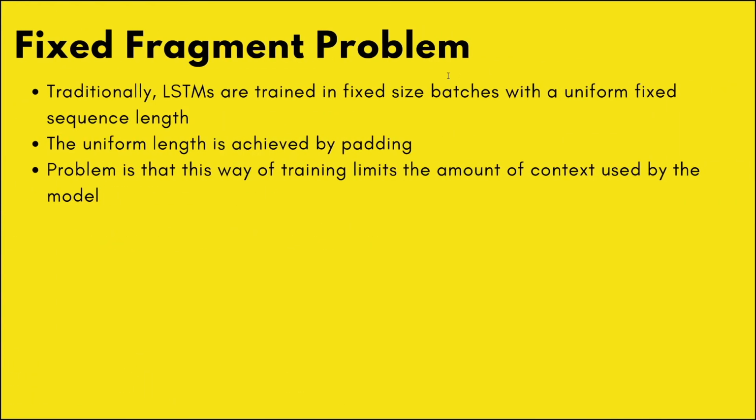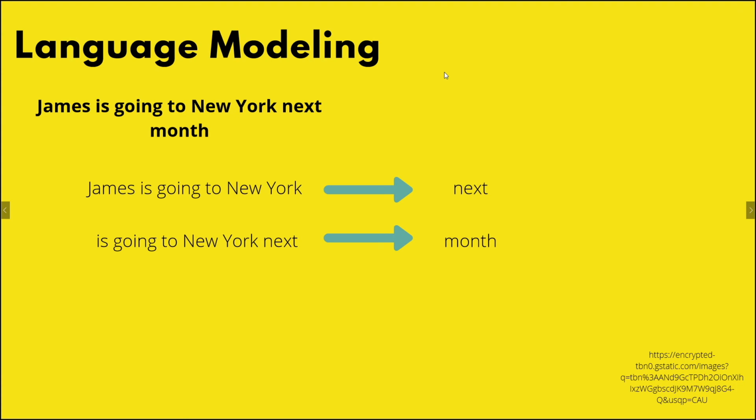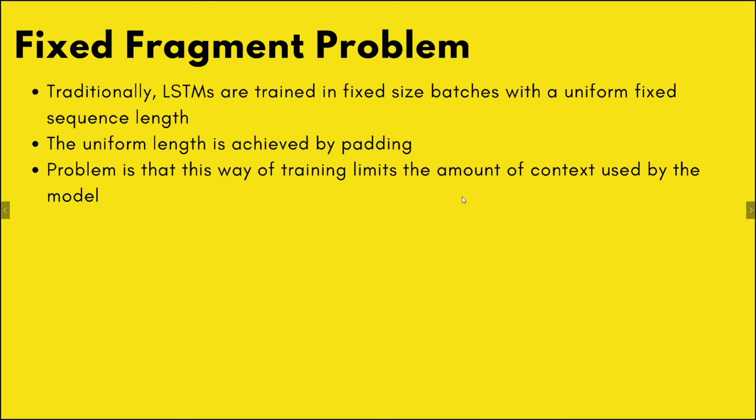Now here comes the fixed fragment problem. Traditionally, these models need a fixed size input, right? So let's say you have a batch of 32 sequences. All these sequences should have equal length, right? Now the problem is the information is restricted to the fragment. Like for example, if I train the second fragment, is going to New York next, the gradient is important to the previous fragment as well, because essentially all of this is the part of the same sentence, James is going to New York next month, right? So the learning that happens in the second fragment is kind of important to the first one too, but that does not happen because the information is restricted because of the way data is structured.